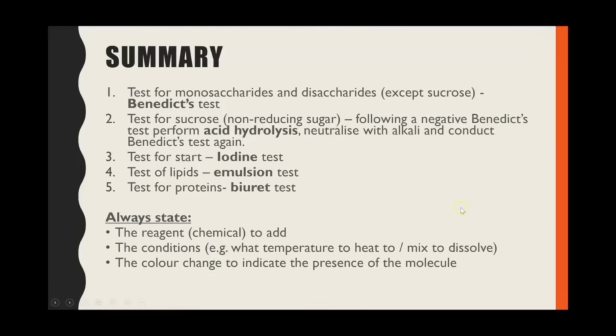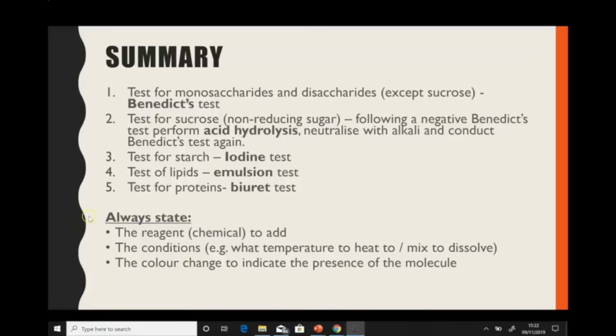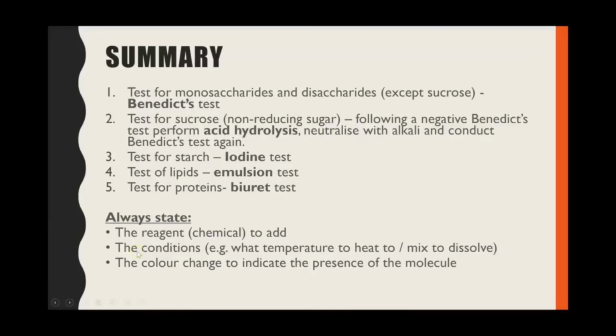So in summary then, the test for monosaccharides and the disaccharides, with the exception of sucrose, is the Benedict's test. The test for sucrose, which is our non-reducing sugar, would be after a negative Benedict's test, you would then go on to do acid hydrolysis, which is boiling in acid, neutralise with an alkali, and then heat with Benedict's again and observe the colour change. The test for starch is the iodine test, lipids is the emulsion, and proteins is the biuret test. Now that is just a brief summary.